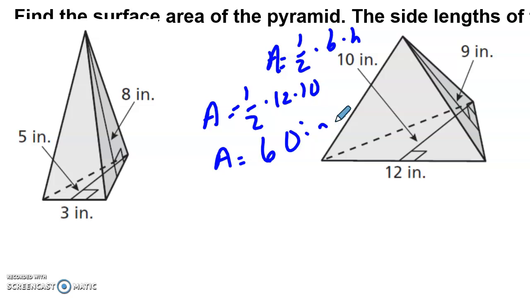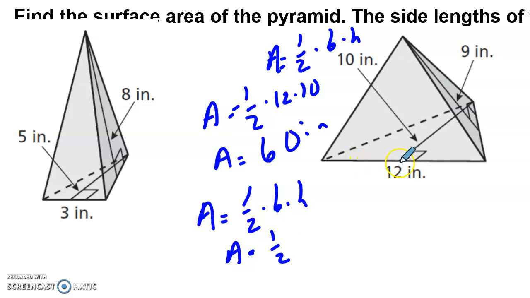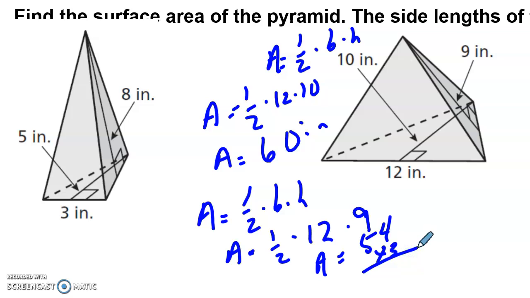Okay, now let's talk about our sides. It looks like we're looking at half the base and the height. So the base on this is going to be 12, and the height on this is going to be 9. 12 times 9 is 108. Half of that is 54. Now, I don't have one triangle that's 54. It's a triangular pyramid, so I have 3 of them. So multiply that by 3.